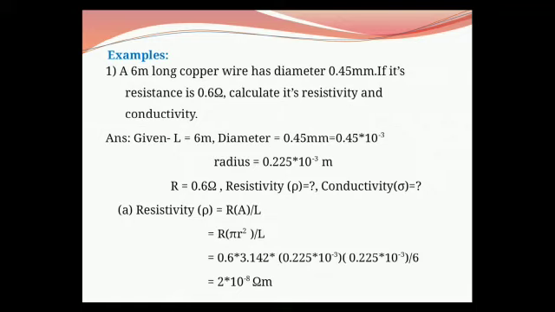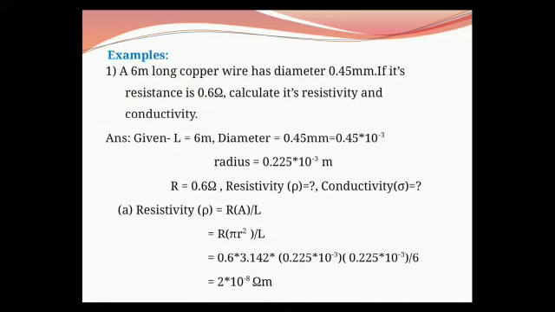Then radius equals diameter upon 2. Therefore we get 0.45 upon 2, that is 0.225 into 10 raised to minus 3 meter. The value of resistance is 0.6 ohm, and we have to calculate resistivity and conductivity. First we find resistivity. The formula is rho equals RA upon L. The formula of area for wire is pi r square, so rho equals R pi r square upon L.